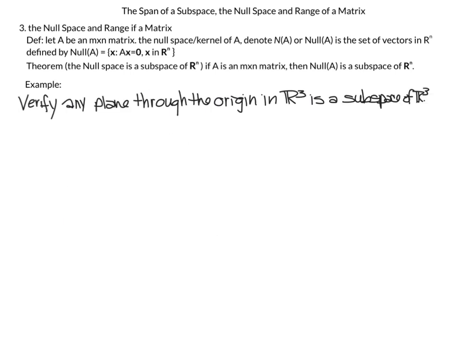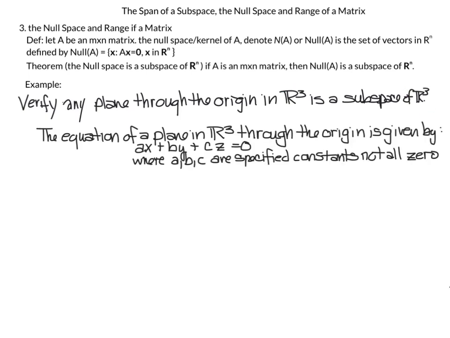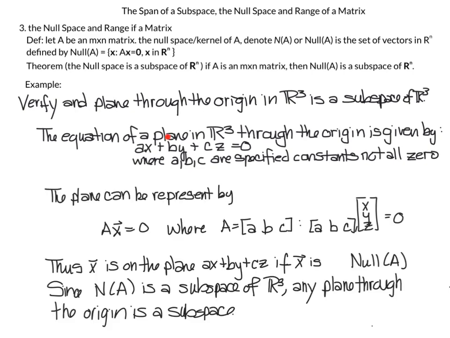For our next example, we are going to verify any plane through the origin in R3 is a subspace of R3. And just a reminder, the equation of a plane in R3 through the origin is given by ax plus by plus cz equals 0, where a, b, and c are specified scalars, and they're not all equal to 0. Using this equation, we see that a plane can be represented by Ax equals 0, where A is equal to [a, b, c]. So we have [a, b, c] multiplied by [x, y, z]. You can multiply this out and see that you get the equation of the plane. Thus, x is on the plane if x is in the null space of A. And since the null space of A is a subspace of R3, any plane through the origin is a subspace.